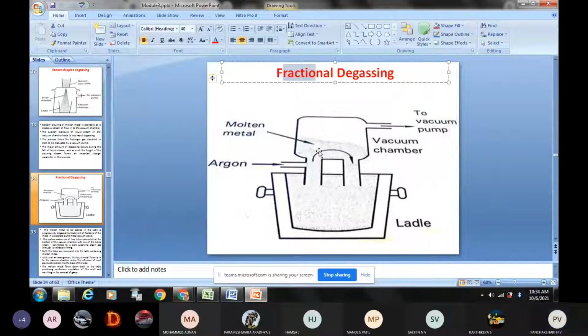Why? Because the pressure here is higher. In this region, the pressure is less than atmospheric pressure. Here, the pressure is atmospheric pressure. Here, the pressure is less than atmospheric pressure. So, therefore, the liquid metal rises into the vacuum chamber.